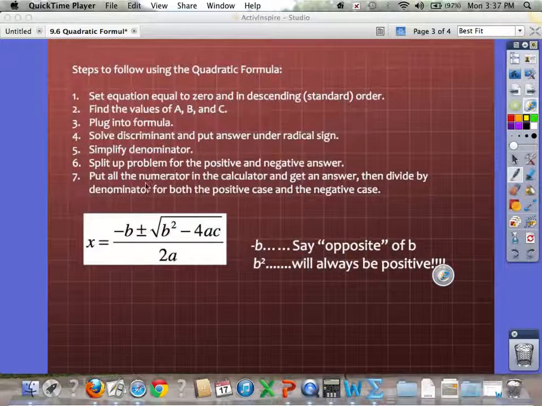And then you're going to put all the numerator in the calculator at one time and get an answer, and then divide that answer by the denominator for both the positive case and the negative case.